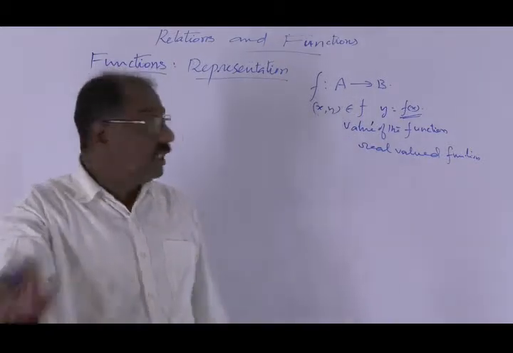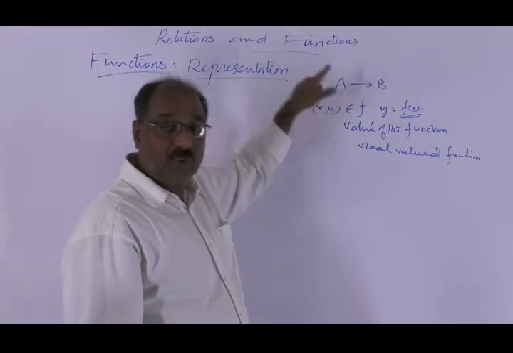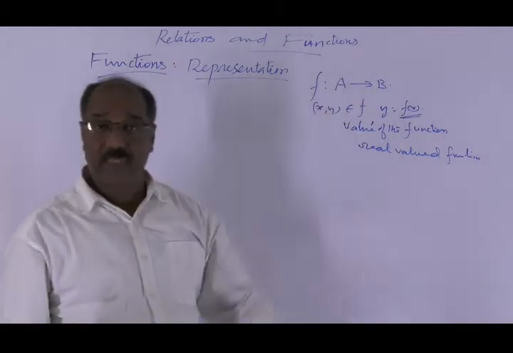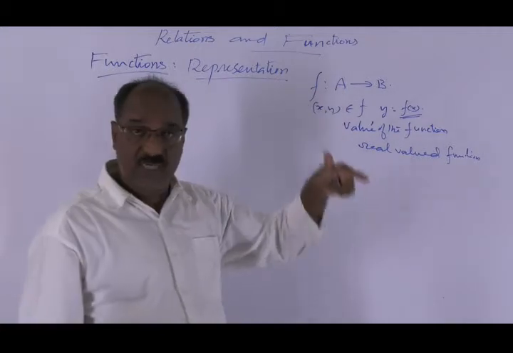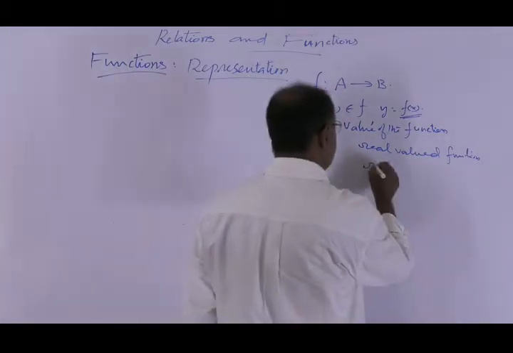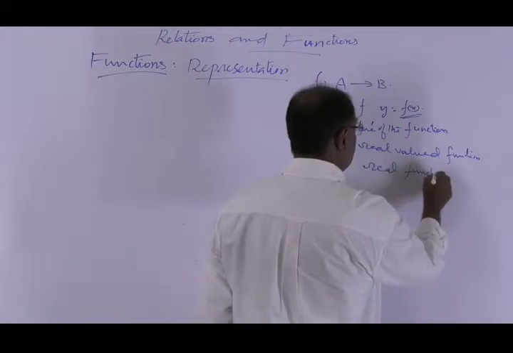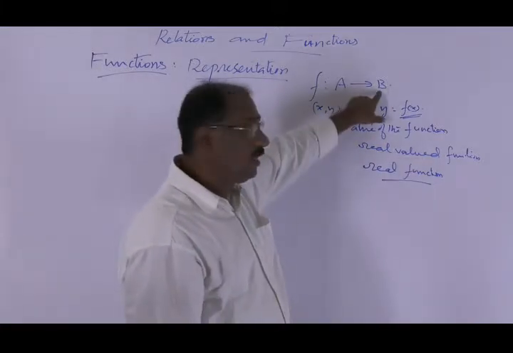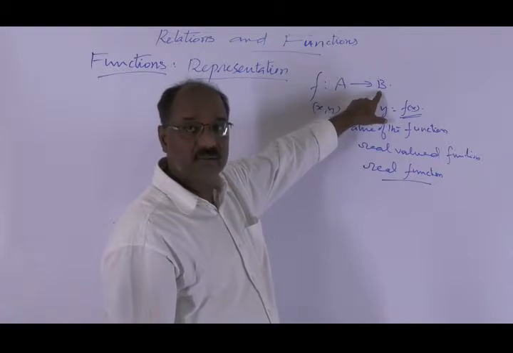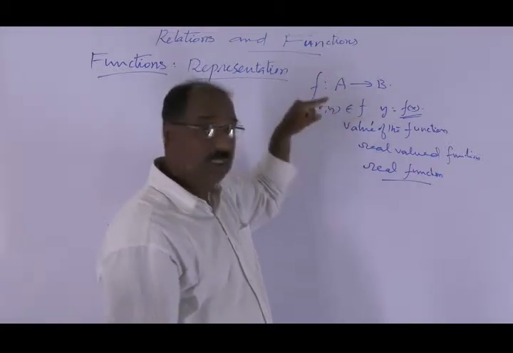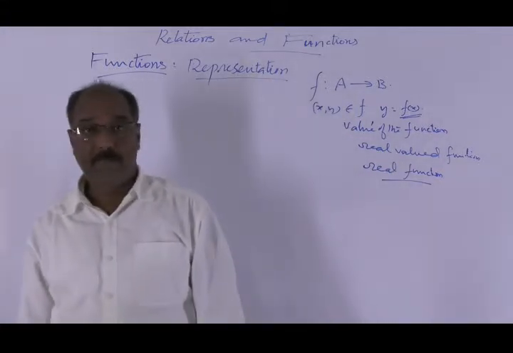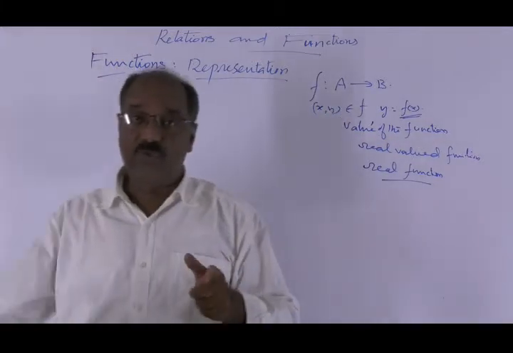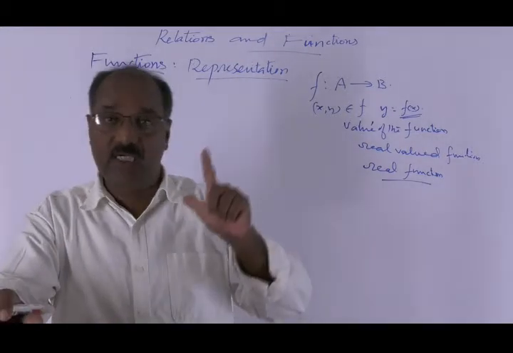In addition, if this A also consists of the real numbers, all elements in A are also real numbers, that is, A is a subset of the set of all real numbers, then the function is said to be a real function. For a real valued function, the images need to be real numbers. A need not consist of real numbers. But for a real function, A also consists of real numbers, that is, a subset of real numbers, or the whole real numbers.